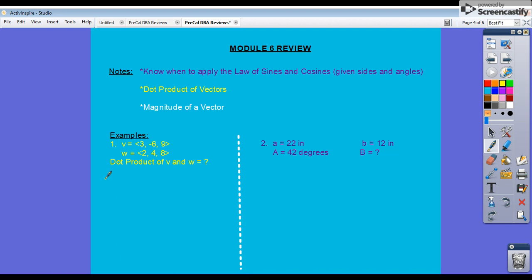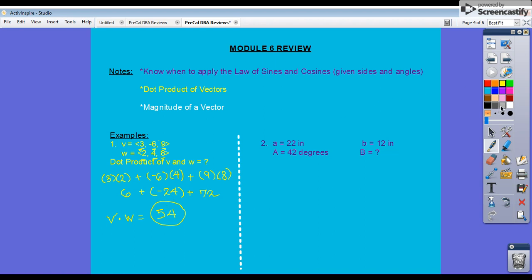So for the first example, if I were to find the dot product of v and w given their vectors, I would take the product of the x values, so 3 times 2, and add it to the product of the y values, which is negative 6 times 4, and then add it to the product of the z values, which is 9 times 8. So this would give me 6 plus negative 24 plus 72. Just do PEMDAS, go from left to right, and you should get a total of 54. That is your dot product of v and w.